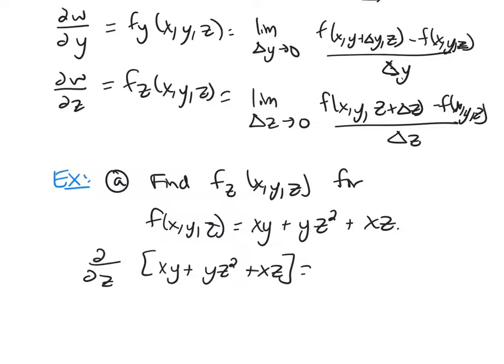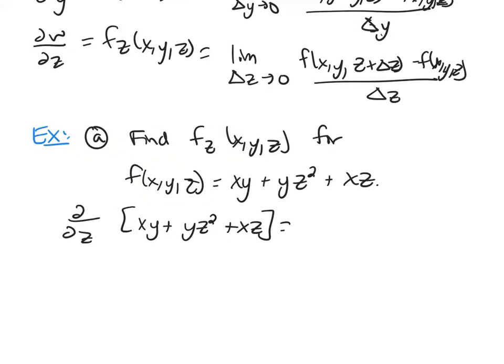Well, if I look at my first term, there's no z, so that's a constant, and the derivative of a constant is 0. So then over here, my second term, I have a y squared, I have a z squared, and y, that y is just constant, so it's going to be 2yz. And the same thing over here, I've got a z and my coefficient of x, so the derivative is just going to be x.